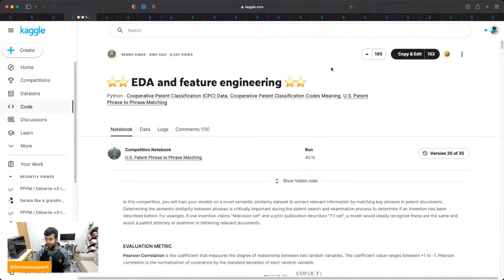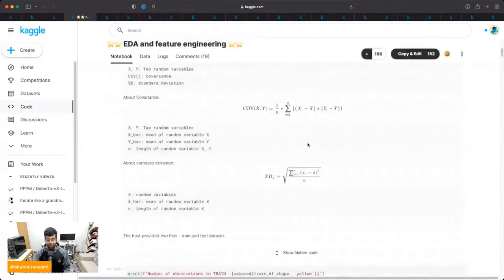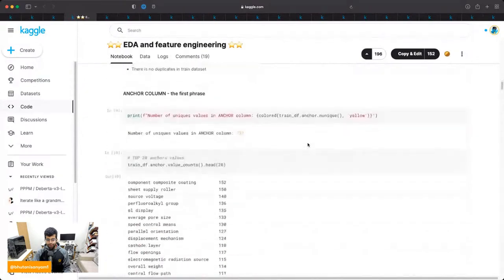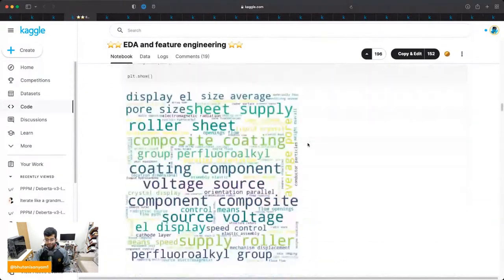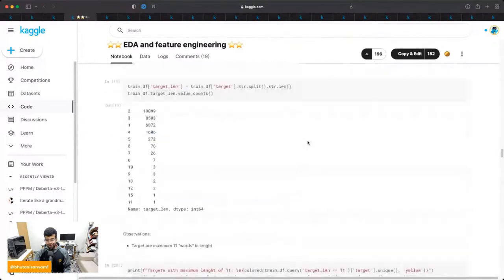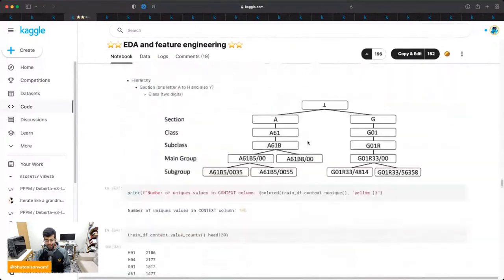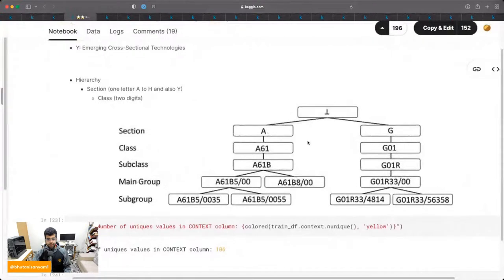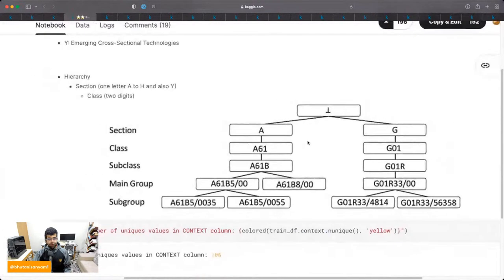Remek also writes absolutely awesome kernels, and I think he's working his way to a competition grandmaster. He became 2x grandmaster really fast, and now he's on his way to a competition GM. But about the hierarchy of the data, I wanted to use this visualization from Remek's kernel.